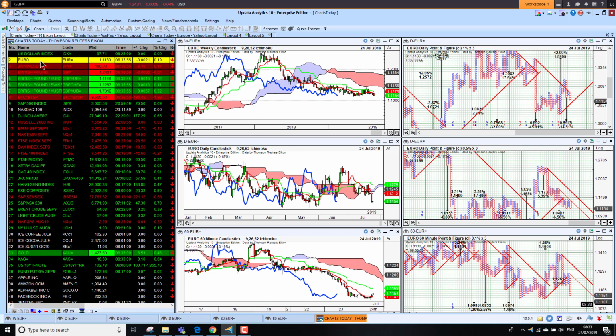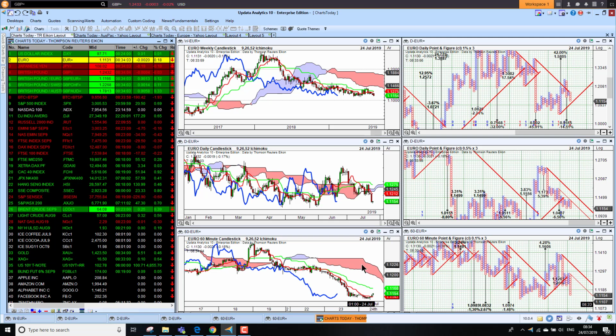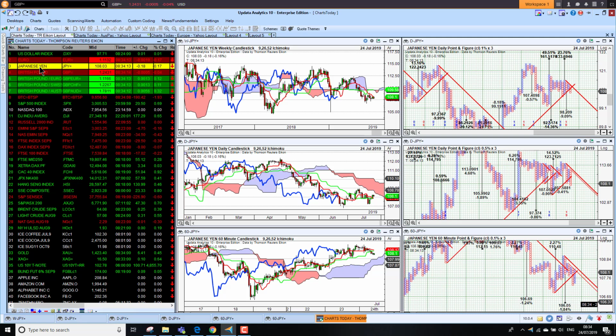And conversely, if we look at the euro, the dollar is weak, and on all three time frames we're seeing that weakness kicking in. We will see bouts of positiveness on the short term. This is the 60-minute chart, but the daily and the weekly charts will take a lot more to move into bullish territory. So for now, the overriding trends are bearish for the euro.